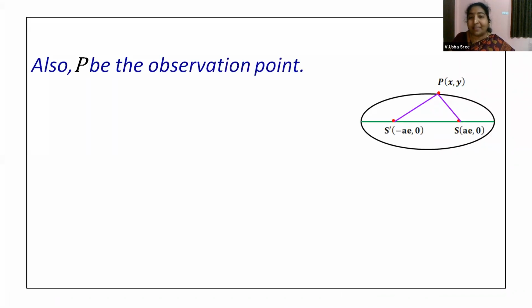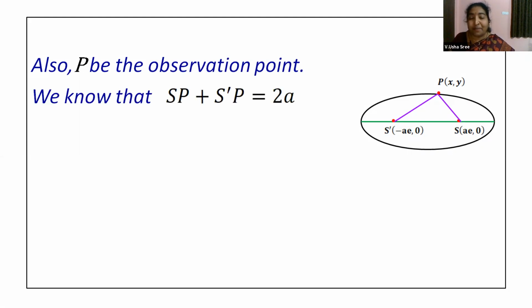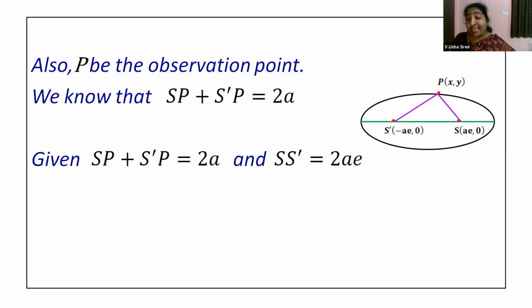Now, P is the point of observation. We have already seen that SP plus S dash P is equal to 2A, right? Now, SP plus S dash P is 2A, and the distance between S and S dash is 2AE. This we know. And these two values are given to us, right?